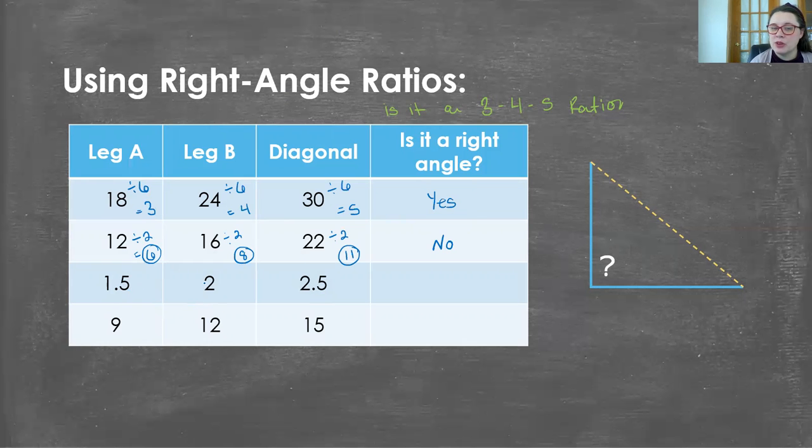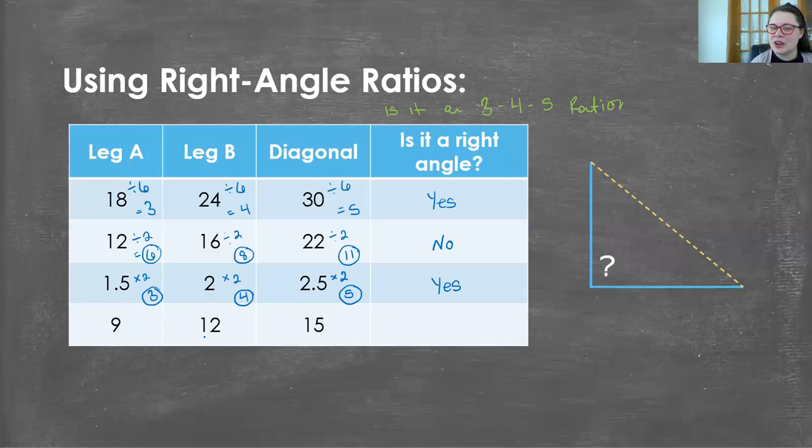The next one, we have 1.5, 2, and 2.5. Well, comparing things when you have decimals is a bit of a pain. So let's get rid of the decimal. We double each of these. Just make sure whatever you do to one part of the ratio, you do to the others. So 1.5 times 2 gives me 3. 2 times 2 is 4. 2.5 times 2 is 5. I now don't have any decimals, and I also have the Pythagorean triple that we're looking for. So we have a 3, 4, 5 ratio. So yes, this one would be a right angle.